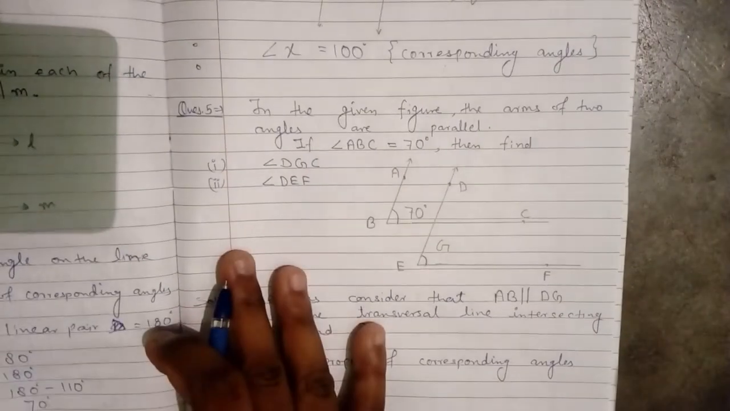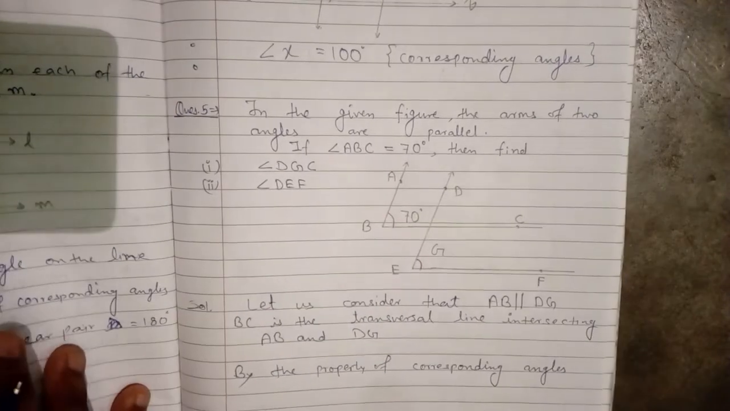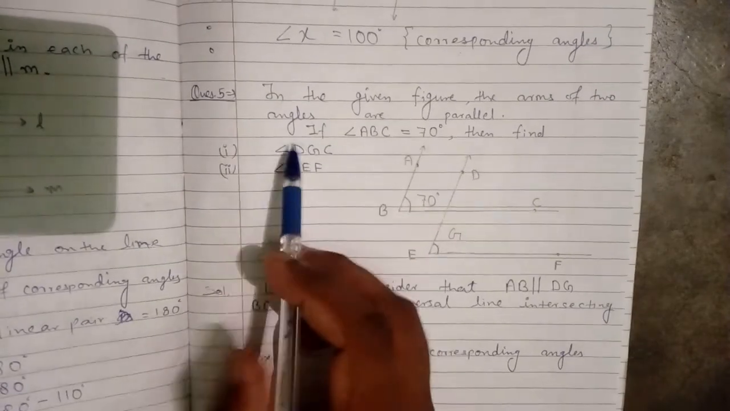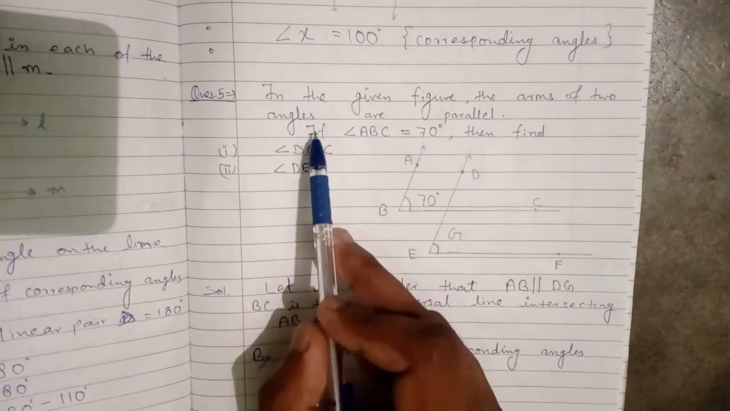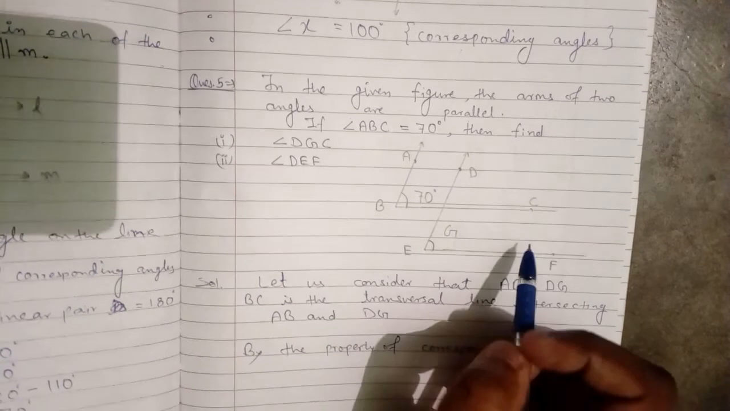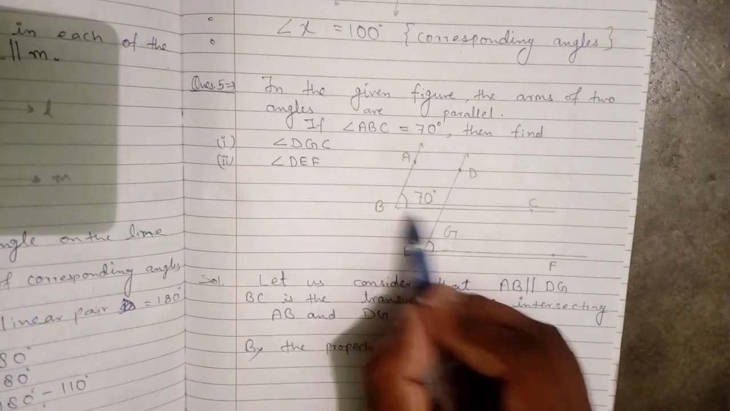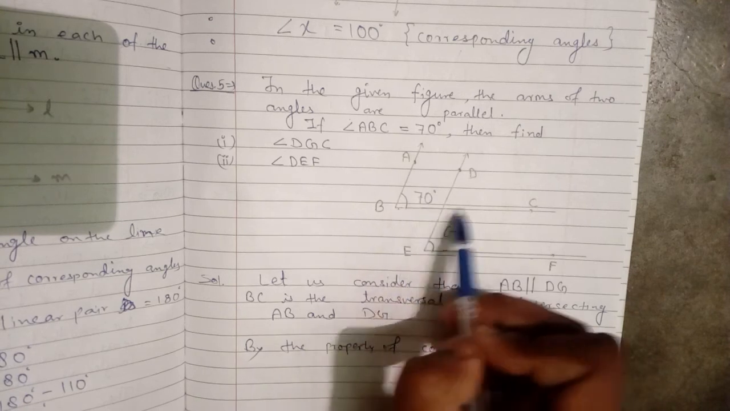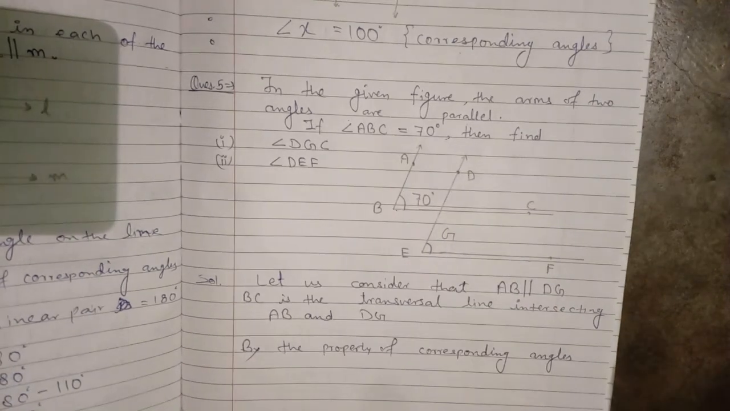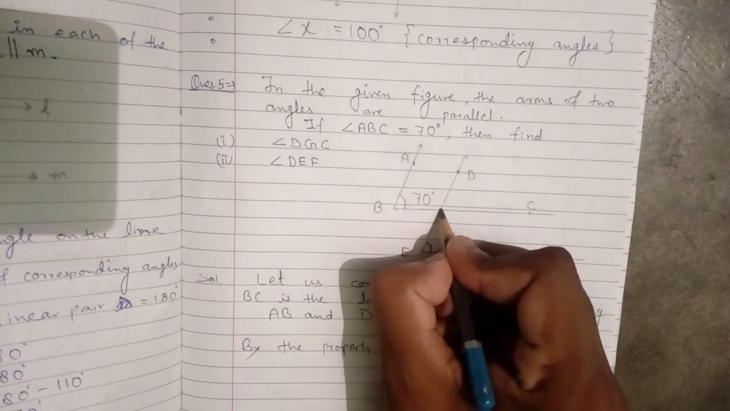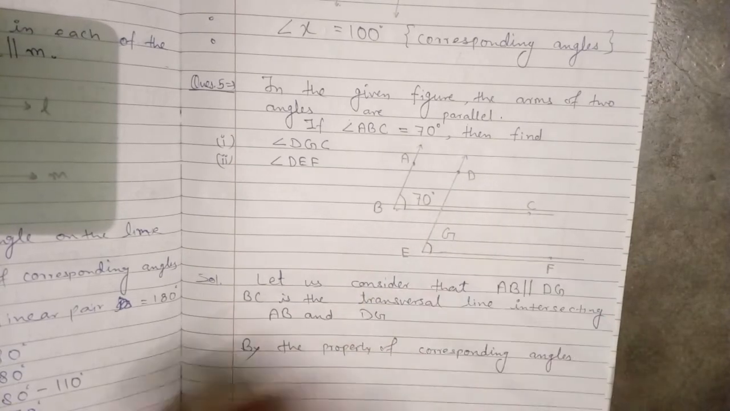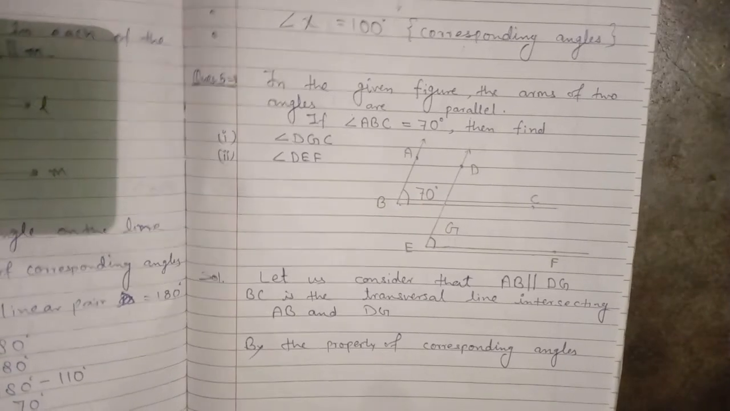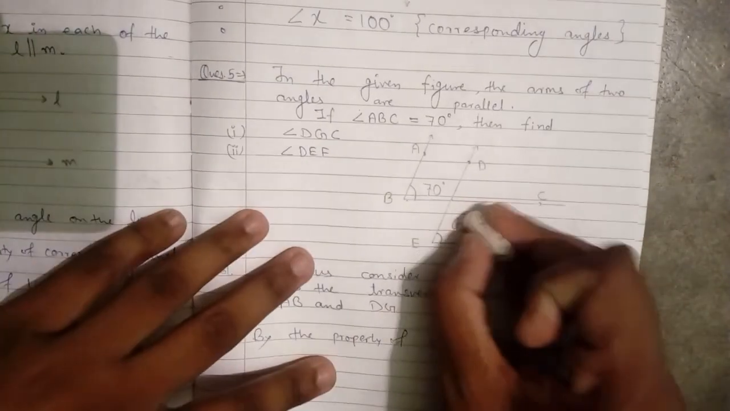Now question number 5. Here in the given figure, the arms of two angles are parallel. The arms of two angles are parallel means this BC is parallel to EF, and this AB is parallel to DG. G is the point we can see here. Let me write it closer to the point.